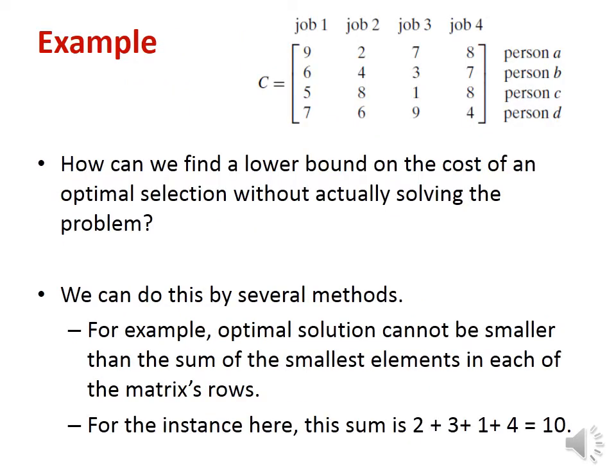So, one example, let us understand. This is the cost matrix. There are 4 jobs and 4 persons: A, B, C, D, and jobs 1, 2, 3, 4. This is the cost matrix. It means that person A can do job 1 with a cost of 9. Person C can do job 3 with the cost of 1. Person D can do job 1 with the cost of 7.